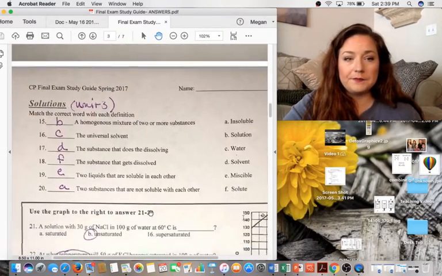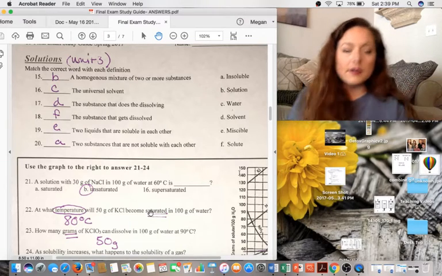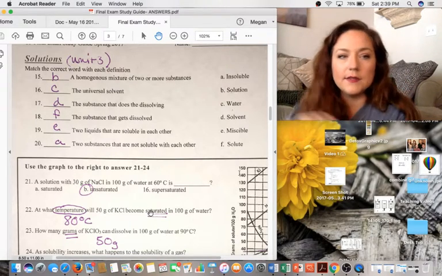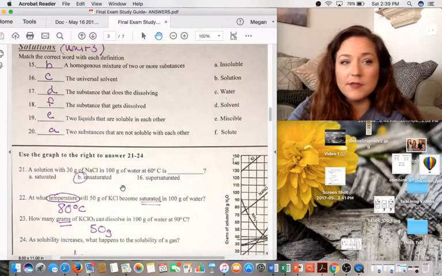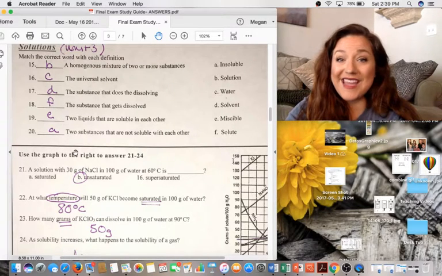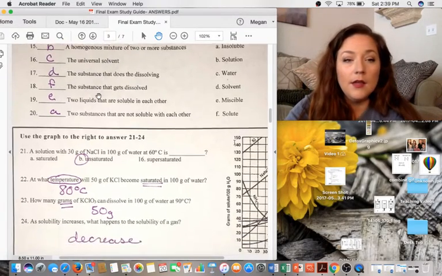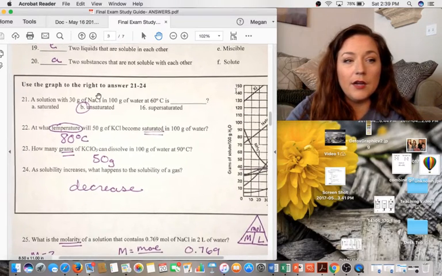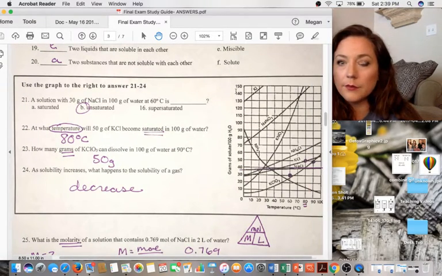All right, so solutions. This part is a little easier for some of you, so we're just going to breeze through the definitions. 15 was B, 16 was C, 17 was D, 18 was F, 19 was E, 20 was A. You need to memorize your definitions if you have not done so. All right, for this one, I'm going to open this a little bigger.